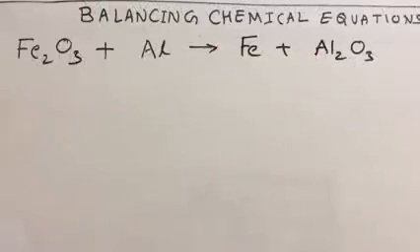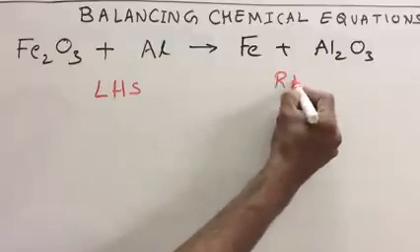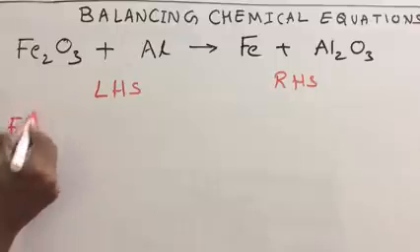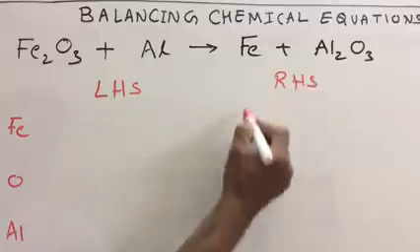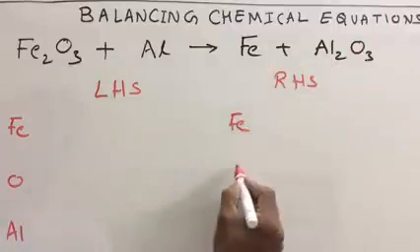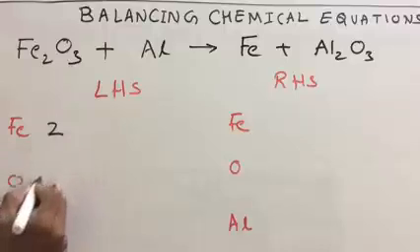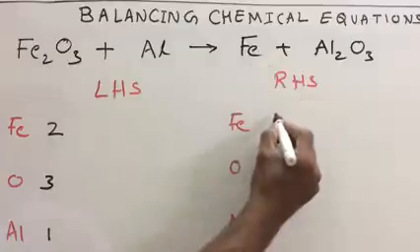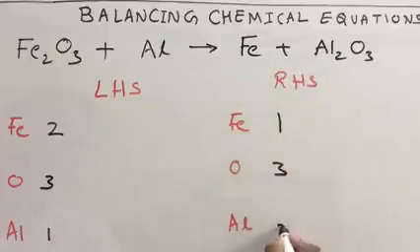One more equation. Write the equation first and then write LHS, RHS. On LHS the atoms: you have iron atom, you have oxygen atom and you have aluminium. Similarly on RHS you have iron, oxygen, aluminium. Now check the number of atoms of each. For iron you have 2 on LHS, for oxygen you can see 3, aluminium 1. On RHS, iron you have 1, oxygen you have O3 means 3 here, aluminium Al2, 2.